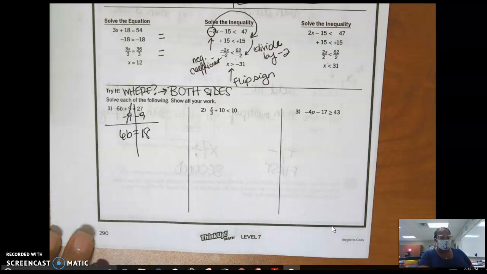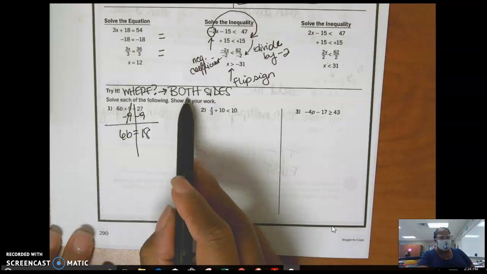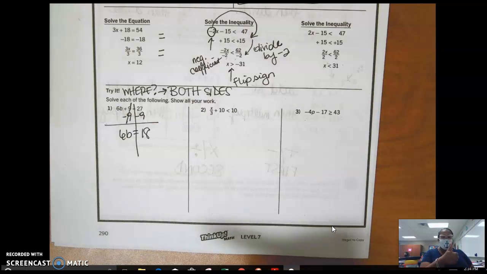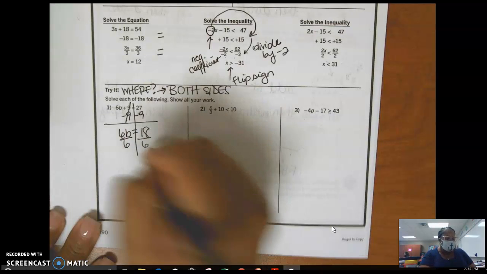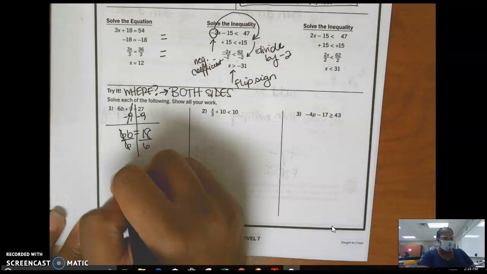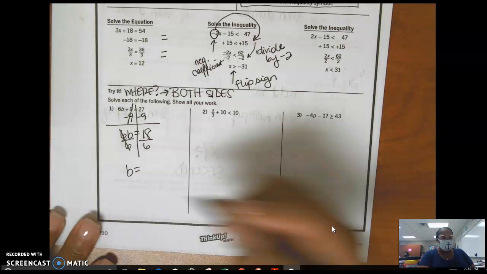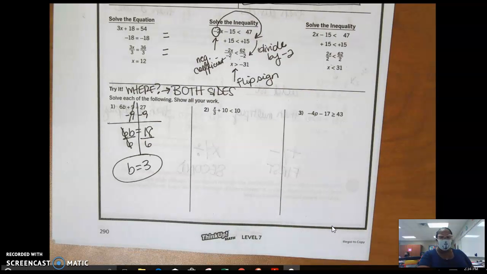Now what? Good. Divide by what? 6. Where? Both sides. So I divide by 6 on both sides. Divide by 6 on the left, divide by 6 on the right. What happens to these 6s? Cancel each other out. And what's 18 divided by 6? 3. B is 3. And how do I check that?